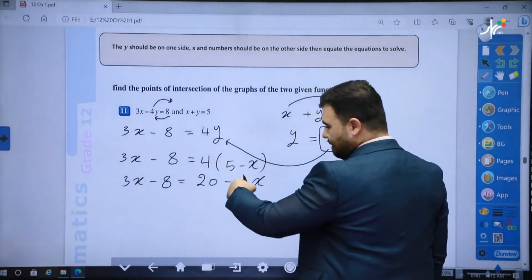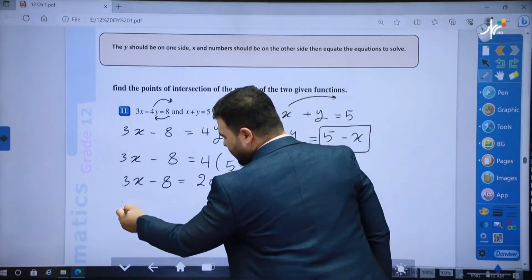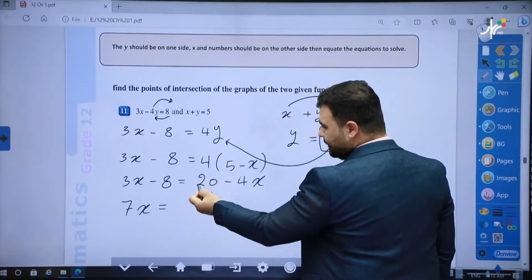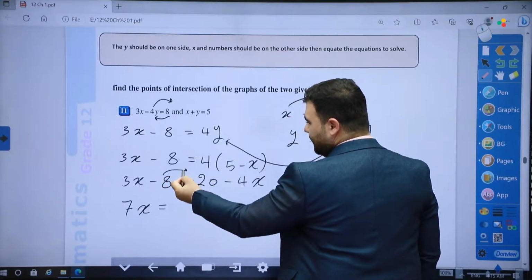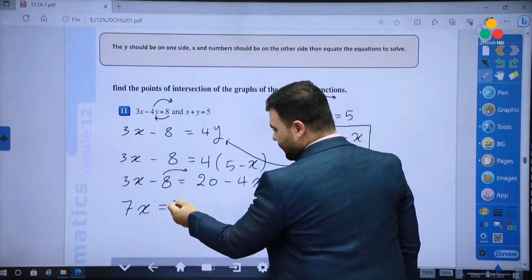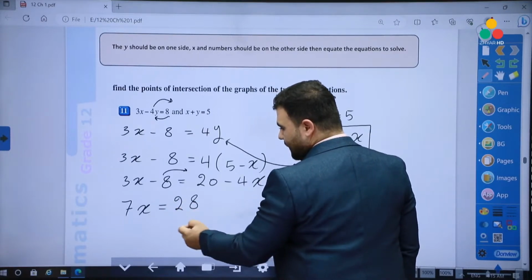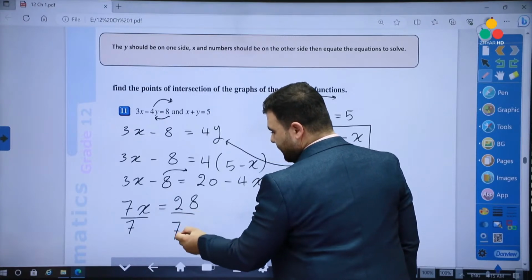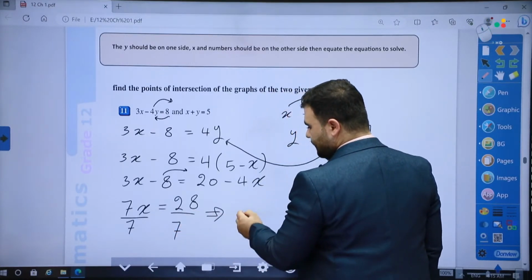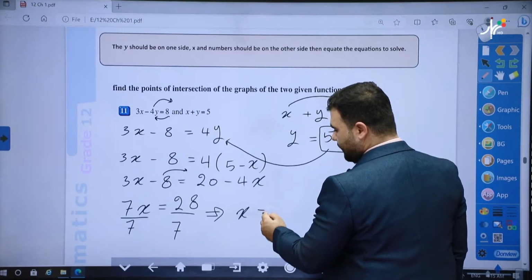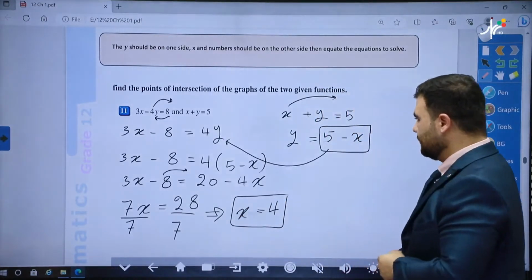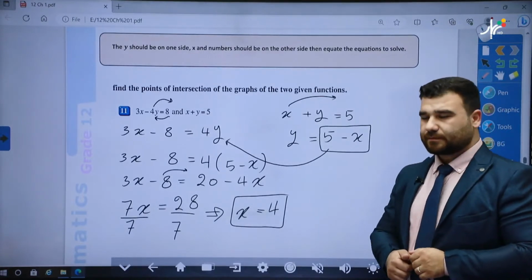So 3x plus 4x, that's 7x, equal to 20. Negative 8 becomes positive 8, so it will be 28. Then divide by 7. Divide by 7. x is equal to 4. I got the value of x.